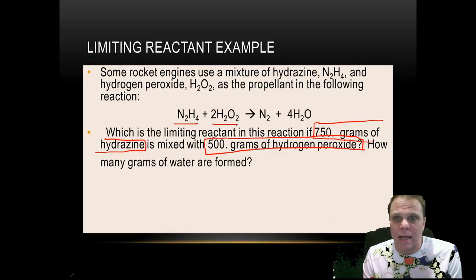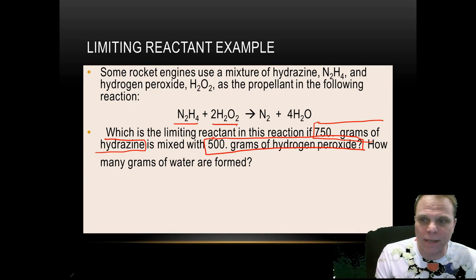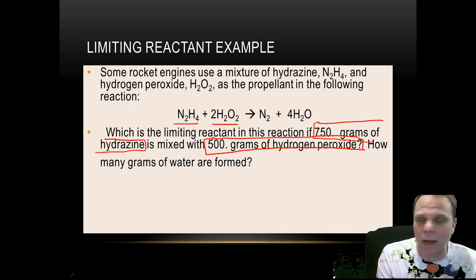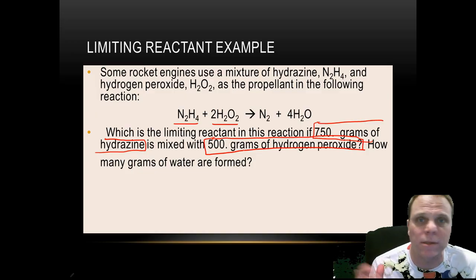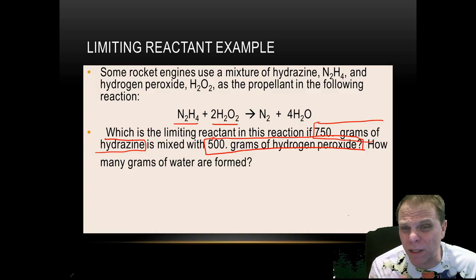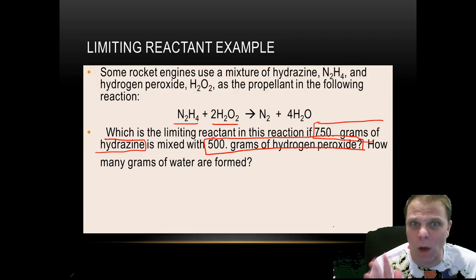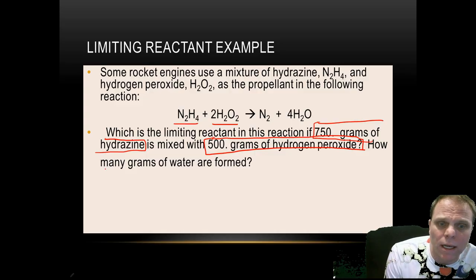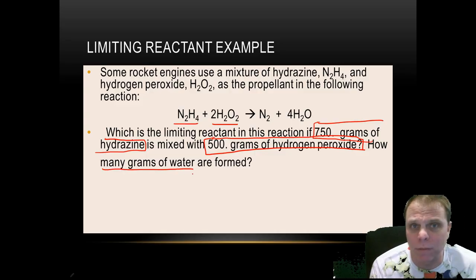That's the key right there. If I only gave you one, if I said 750 grams of hydrazine and I didn't tell you how many grams of hydrogen peroxide, then you wouldn't have to worry about this. You just go with the 750. But if we give you 2 givens in this type of problem, you've got to be like, oh, I've got to figure out limiting reactants first. Now, the final goal here is to find out how many grams of water are formed.